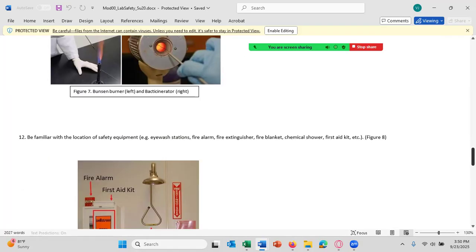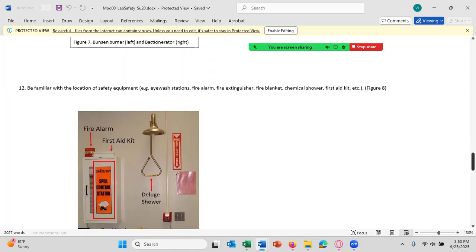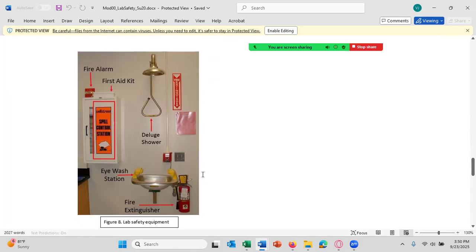You should be familiar with the safety equipment we have in the lab. We have an eye wash station shown here, a fire alarm shown here, a first aid kit, that's that white thing on top there, a fire blanket shown there, the deluge shower shown there, which you just pull down and the shower washes, and then a fire extinguisher there.